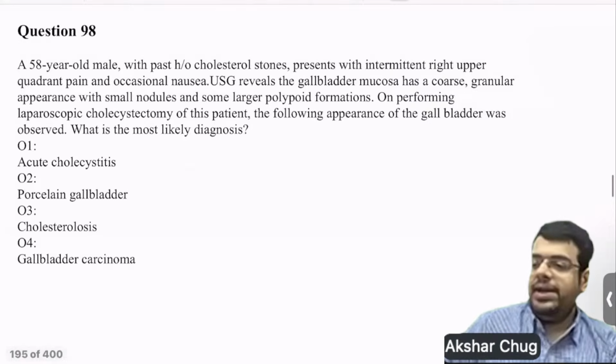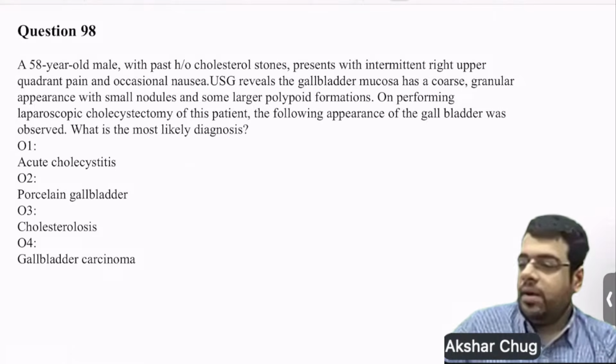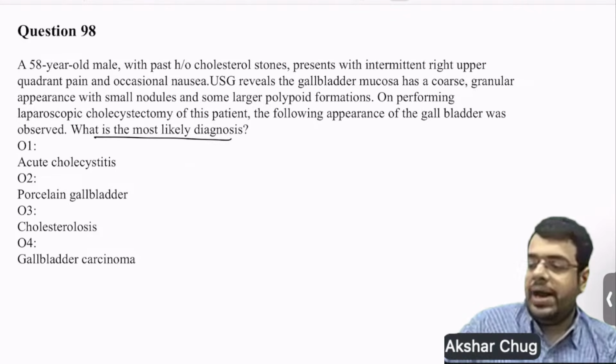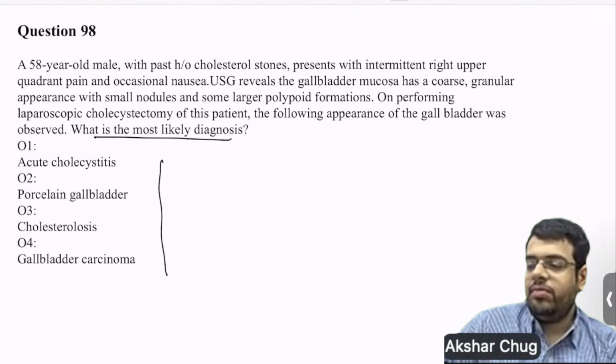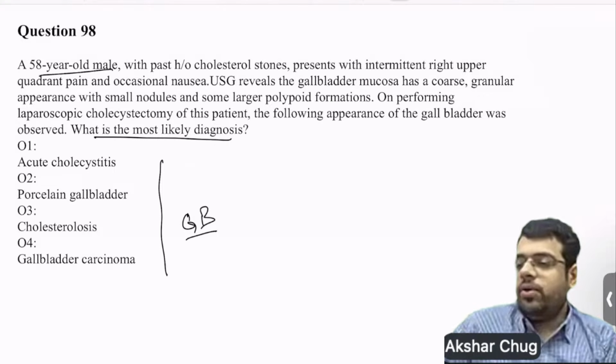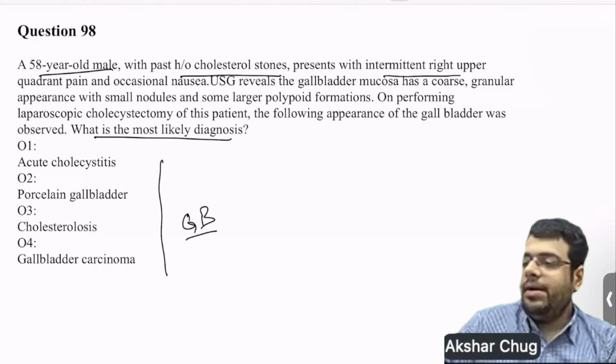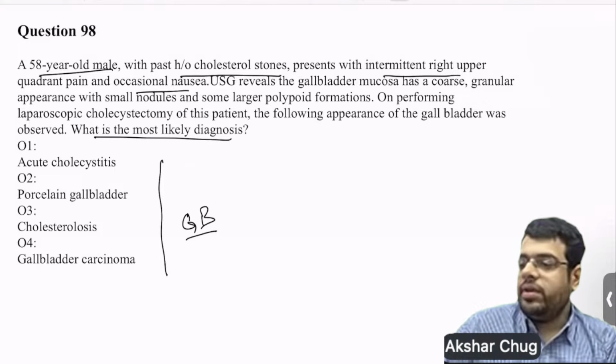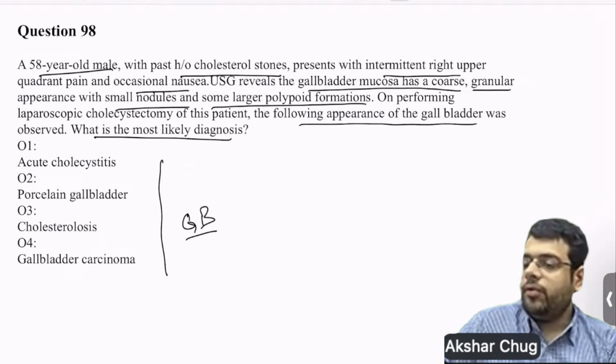Question 98, again a long question. What is the most likely diagnosis? A 58-year-old man with a history of cholesterol stones has intermittent right upper quadrant pain and occasional nausea. USG reveals gallbladder mucosa with a coarse granular appearance with small nodules and some larger polypoidal formations. On performing lap chole on this patient, the following appearance was observed.